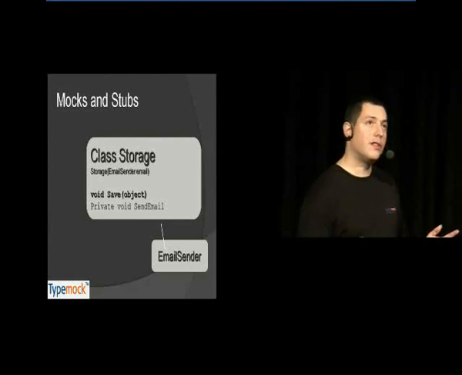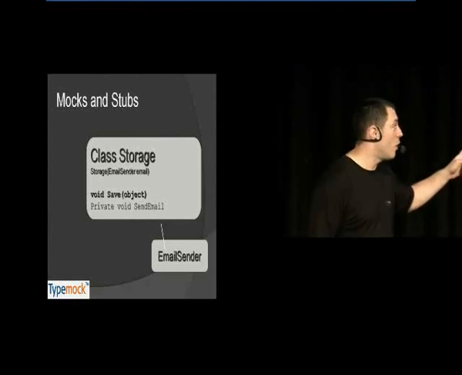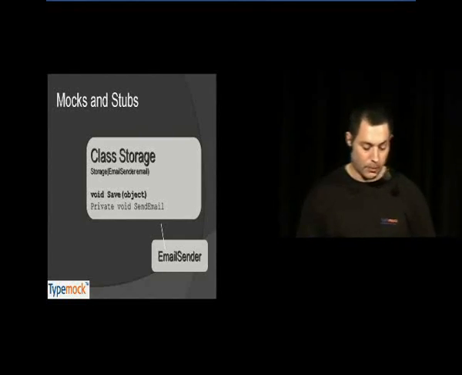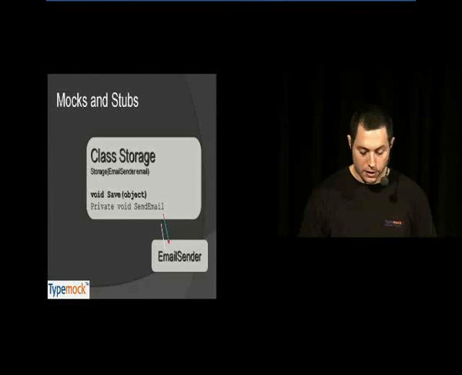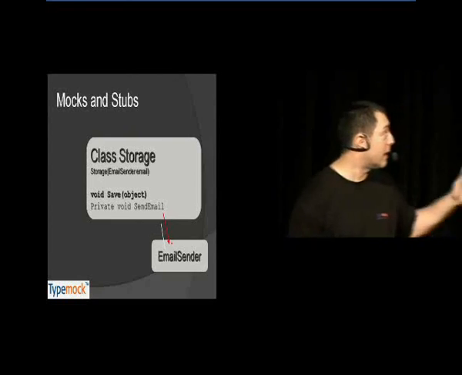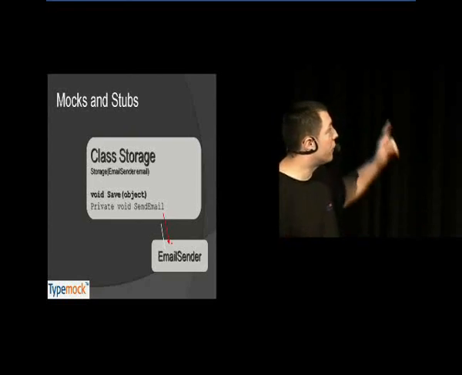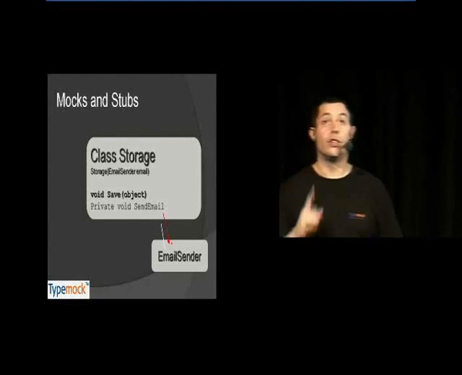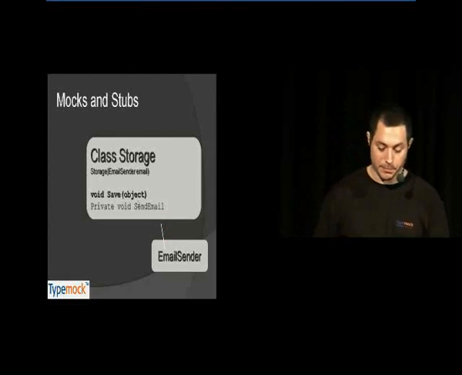So one thing we can do is just say, hey, I don't care what email sender does. What I want to test is just the interaction between class storage and the email sender. So if you think about it, I just test this interaction, this red line. This is what I care about. So the test would call save, and then would check that email sender was called, but it wouldn't actually call email sender. That's what I'd like to happen.